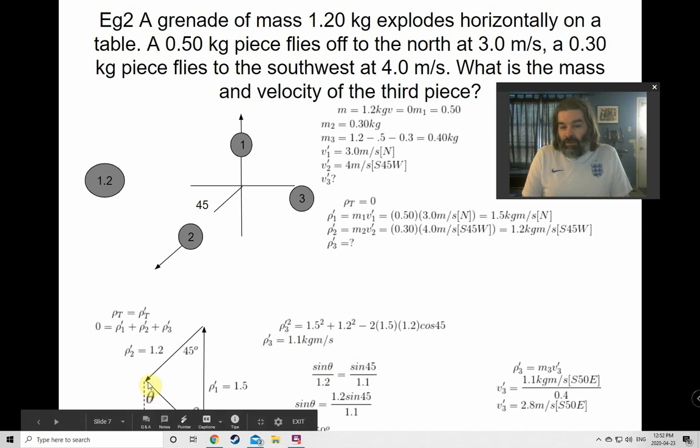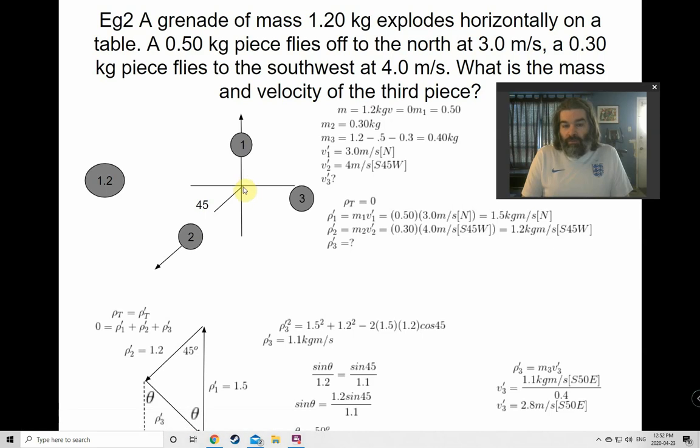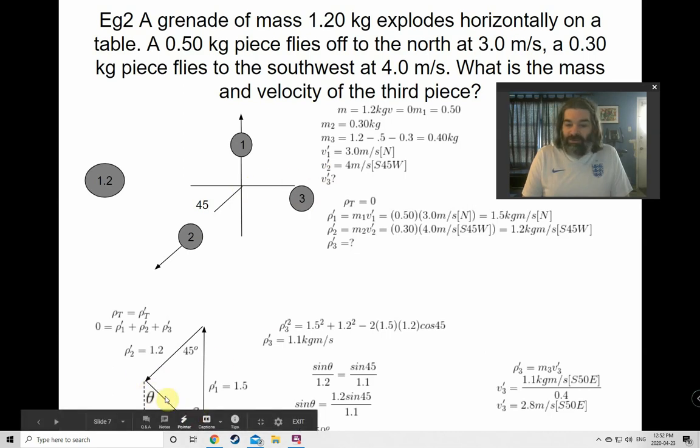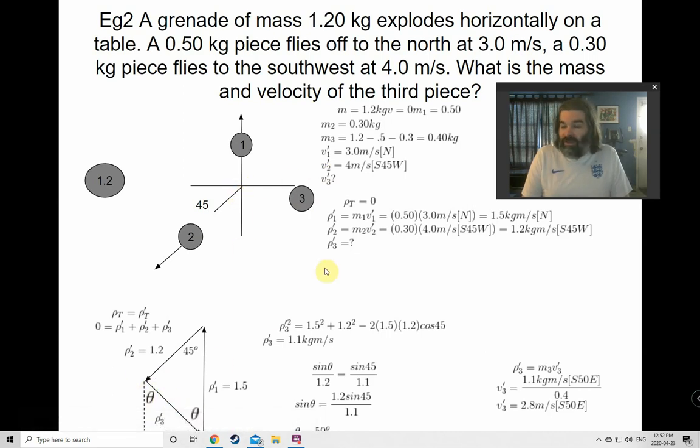Remember, you always describe it from the base of that vector. And I find that the third piece goes at 1.1 kilogram meters per second, south 50 east. So this piece goes off south 50 degrees east, somewhere like this. It's not actually there, but the nice thing is you don't need to know where that is, because this triangle actually tells you what path it has to take.